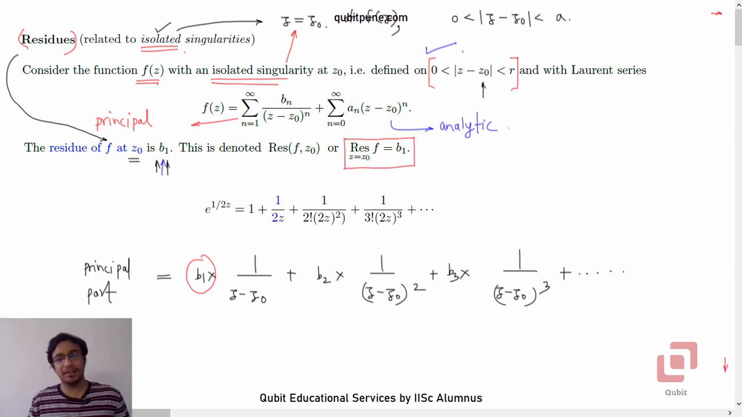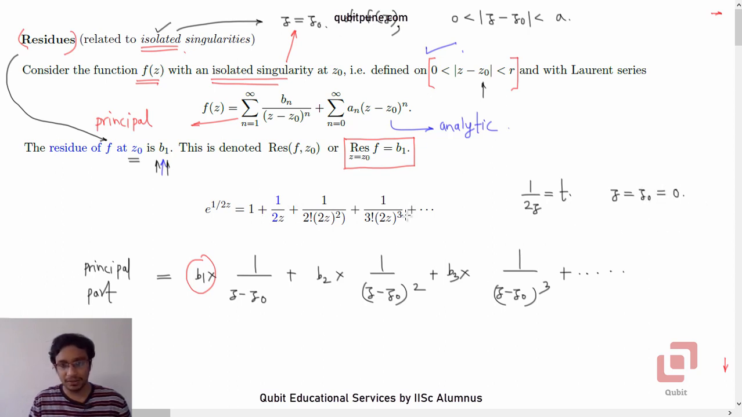For instance, let us consider the function e to the power 1 upon 2z. We are now going to substitute 1 upon 2z as t and obtain the Taylor series about the number 0.